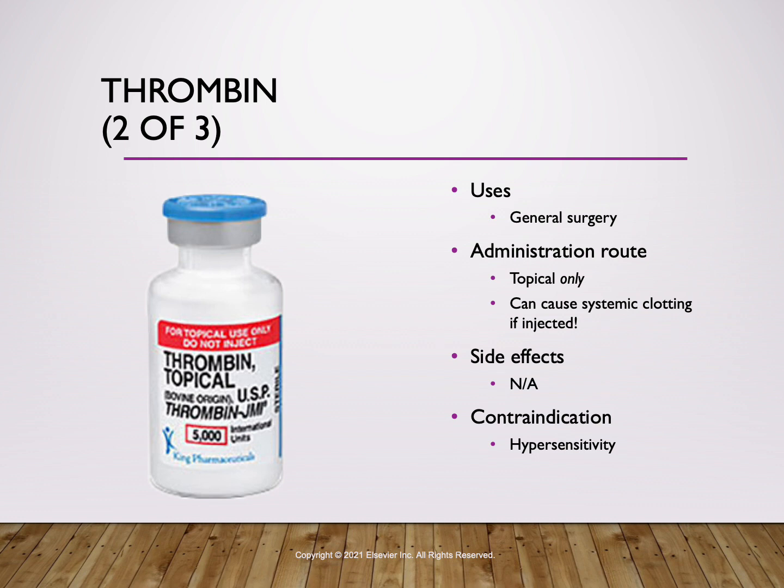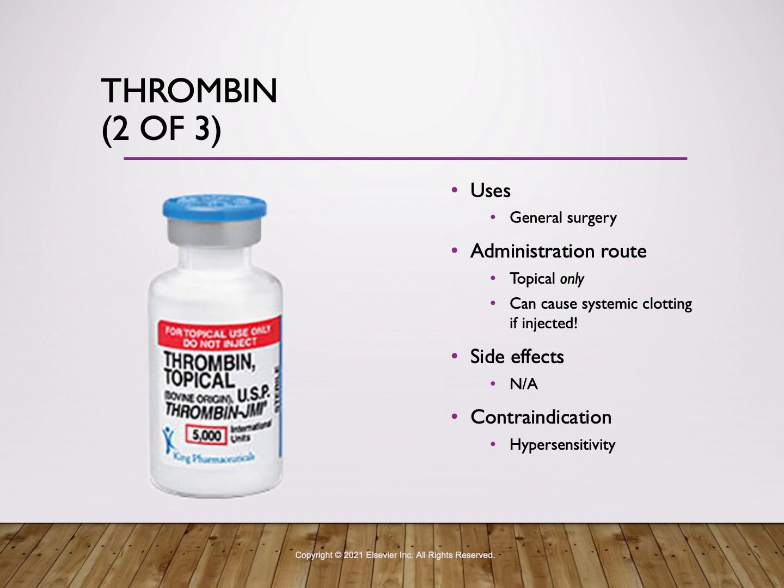And as you might have noticed, this bottle here indicates that it's 5,000 units of thrombin. So thrombin is an example of a medication that is measured in units and not in milligrams. It's also going to come in a variety of strengths from 800 units to 20,000 units. And the speed of its clotting is going to depend on its concentration.